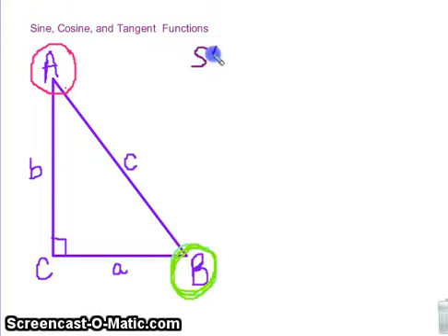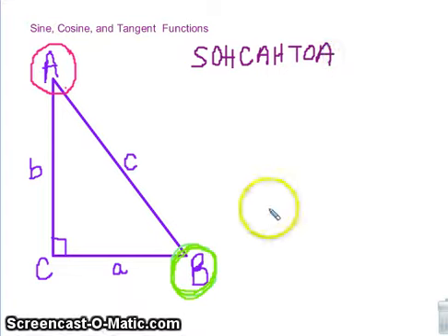We have SOHCAHTOA. I'm the first to admit that I can't spell SOHCAHTOA, so I have to go through my trig ratios to even spell it correctly. So it doesn't help me a whole lot, but hopefully if that's the way you remember it.